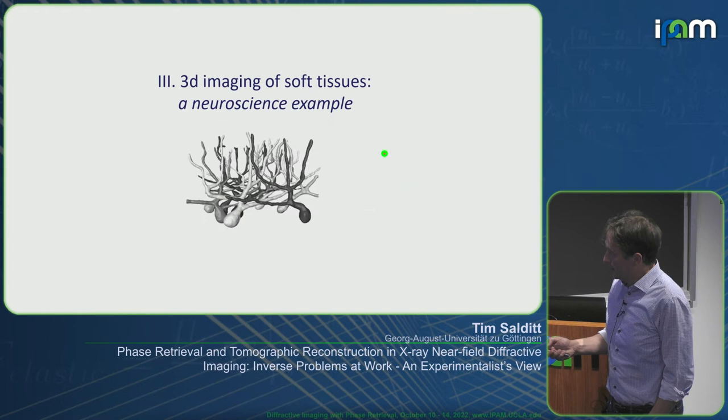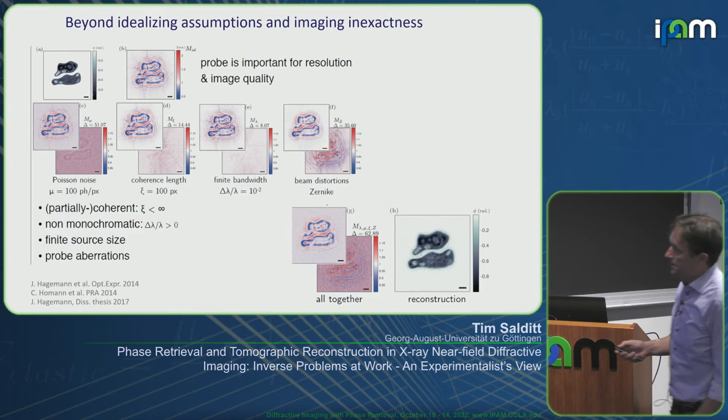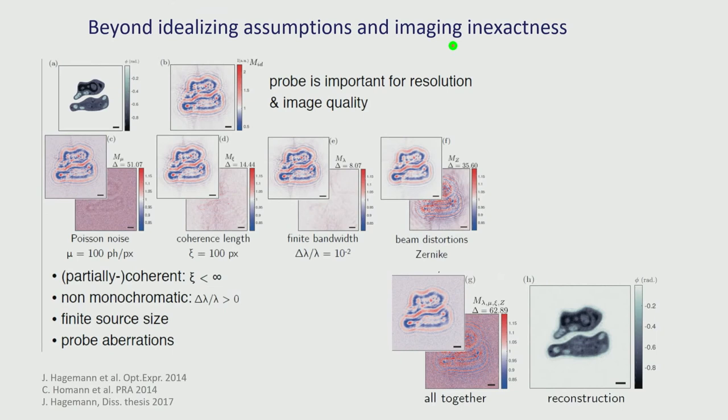Okay, so what remains to be done? Well, we worried a lot about idealizing assumptions and imaging inexactness. We have not only Poisson noise, which is the easiest to add to your simulations and always present in experiment, but also coherence, finite bandwidths, beam distortions, and if you put all of them together, your reconstruction of your phantom may look like this, whereas your phantom looks like that.